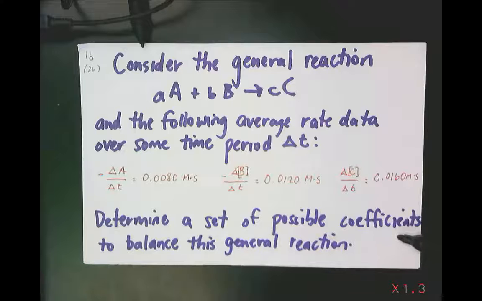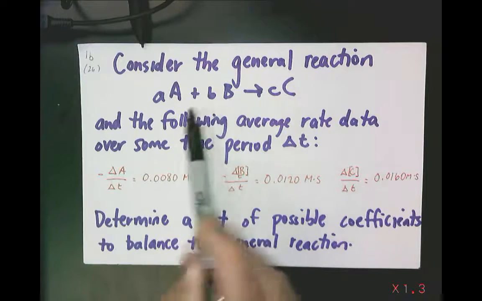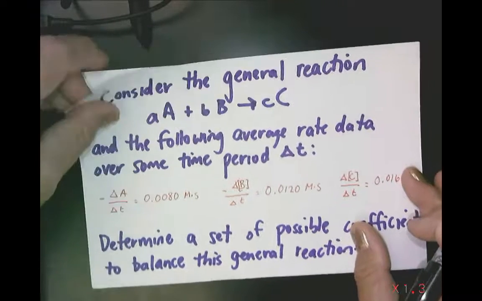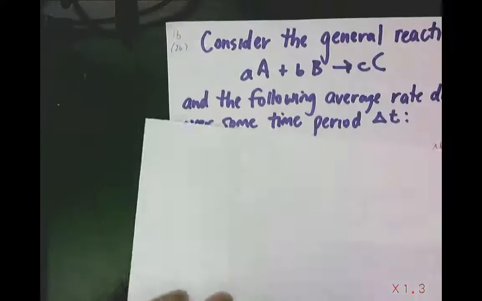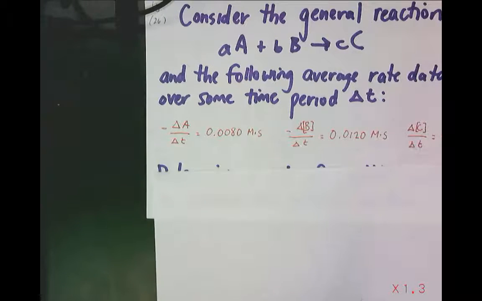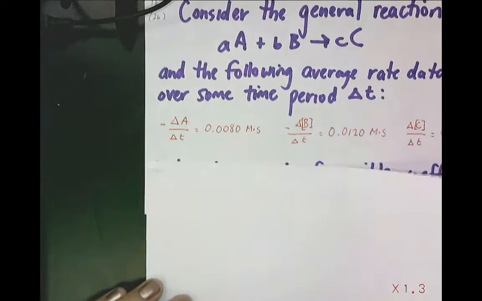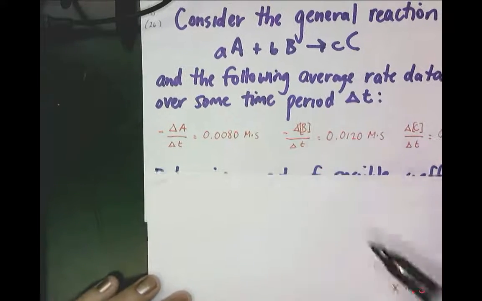Determine a set of possible coefficients. So now we're working backwards. We have the rates, and we want to see if we can get the coefficients from this. These types of problems are just ratios, because that's what the coefficients are, just ratio relationships. You can probably see it just looking at these numbers. But if not, the trick is to do a ratio here. So let's compare B to A.